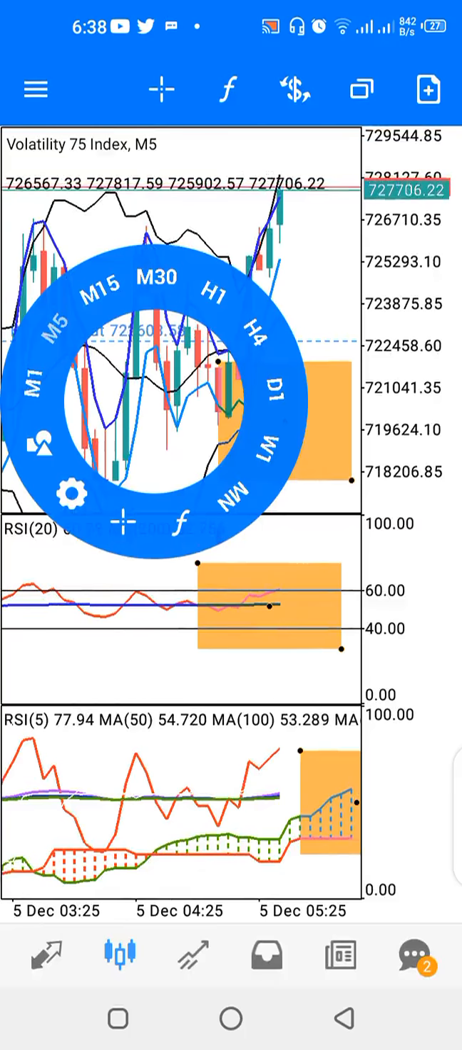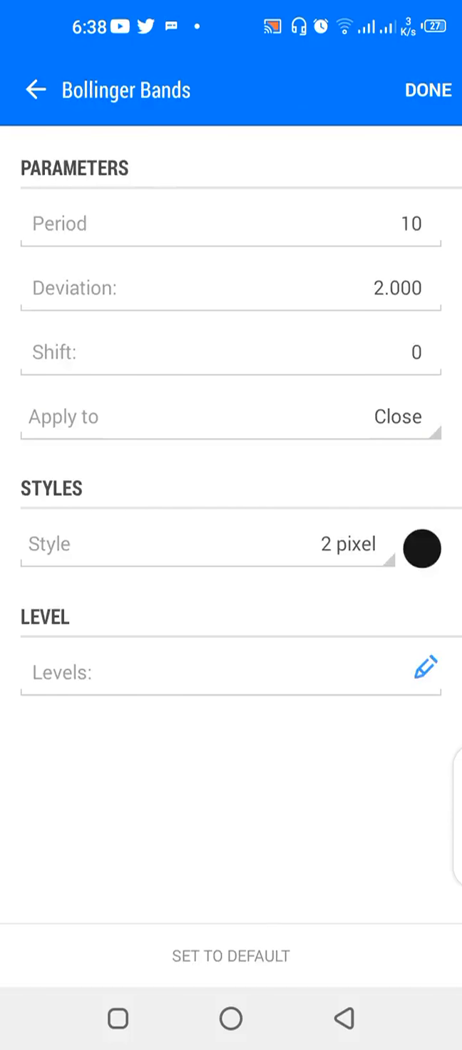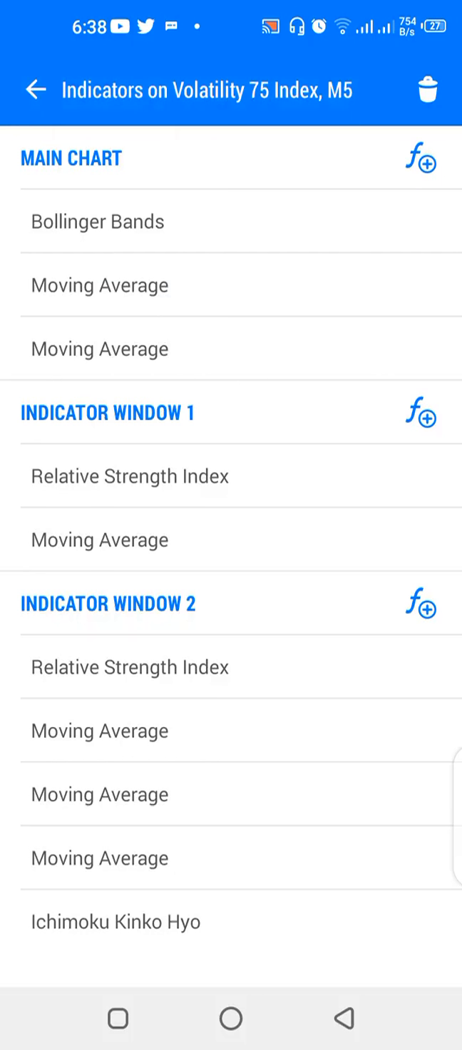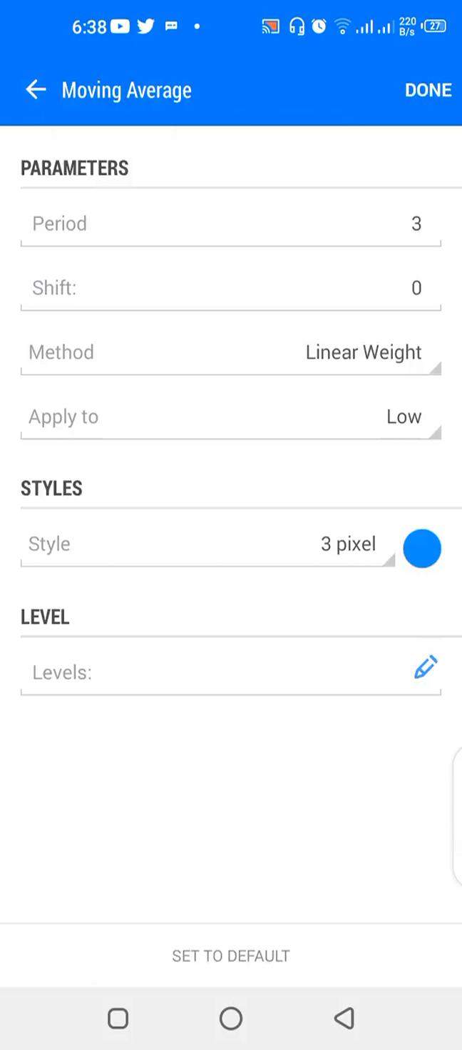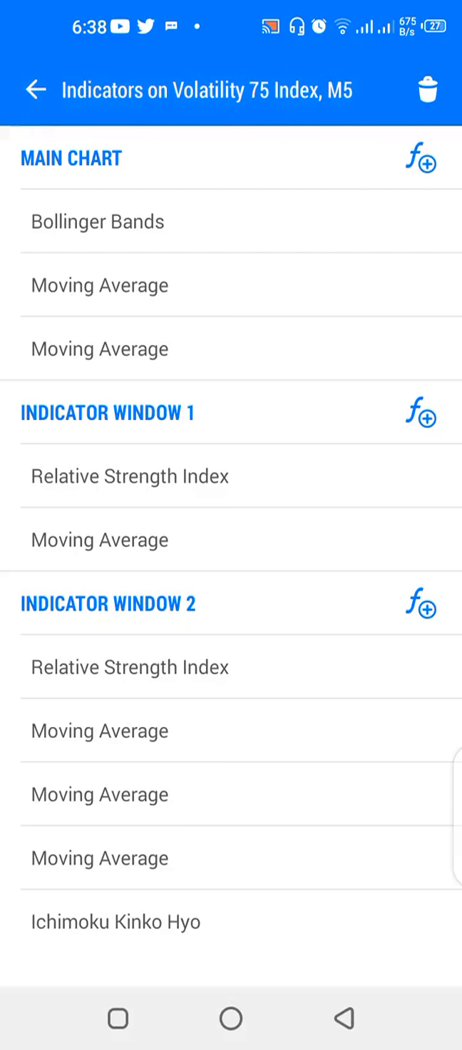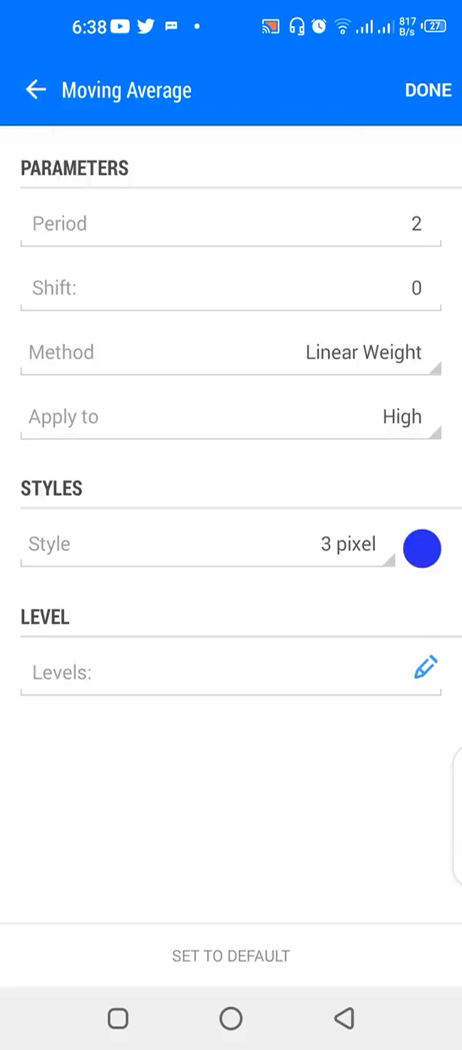On the main window, let's look at the settings. I have Bollinger Bands. The period is 10. Deviation is 2.0. Shift is 0. Apply to close. Color is black. Then I have moving average. Period is 3. Shift is 0. Method is linear weight. Apply to low, and the color is blue. Then I have another moving average. Period is 2. Shift is 0. Method is linear weight. Apply to high, and the color is also blue.